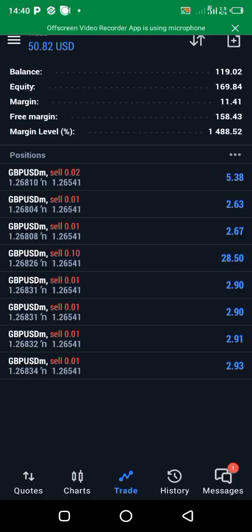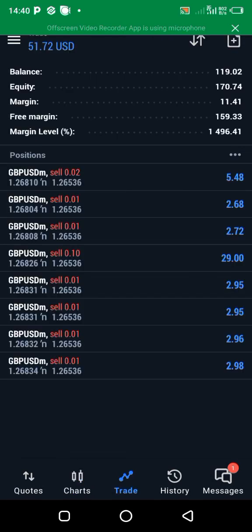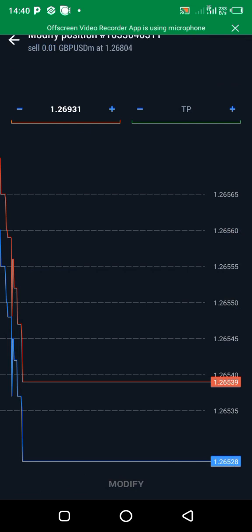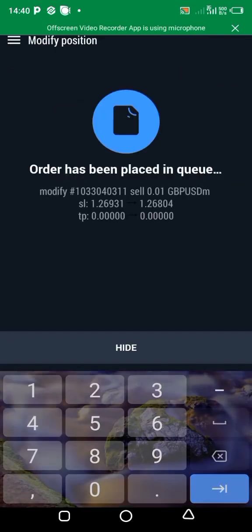And guys, if you are new and you are probably thinking, what is break even? Break even simply means moving your stop loss from the initial point to your entry levels, so that you are trading a risk-free trade, in the sense that even though markets go against you, you won't lose anything. So guys, I'm going to break even on all these trades, so that I will not lose any single money on it.